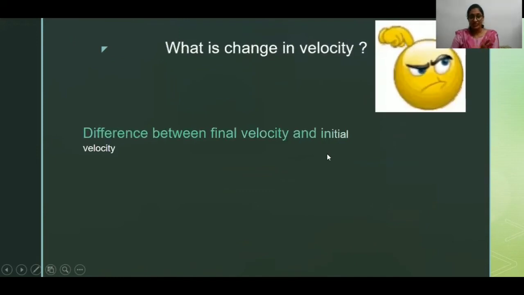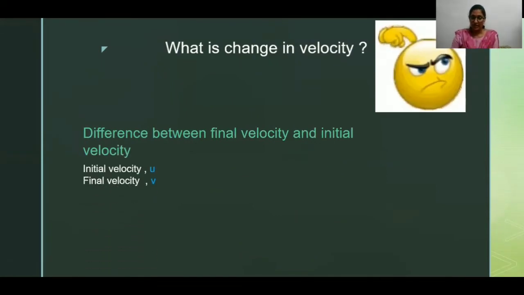Change in velocity is the difference between final velocity and initial velocity. We use the notation u for initial velocity and v for final velocity. For example, if a car starts from rest, its initial velocity is u, and when it stops, its final velocity is v. If a ball starts to roll on the ground, its initial velocity is u, and when it stops, its final velocity is v.